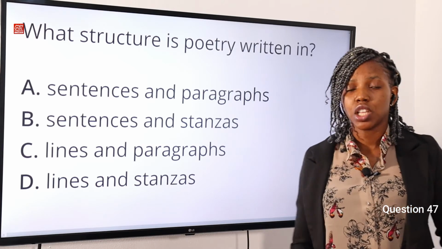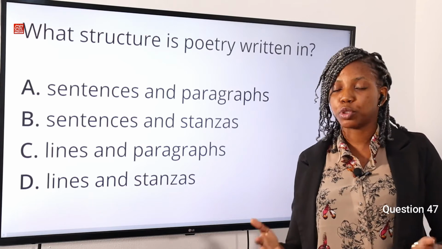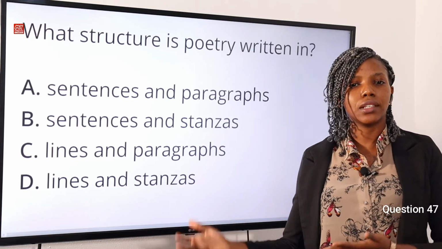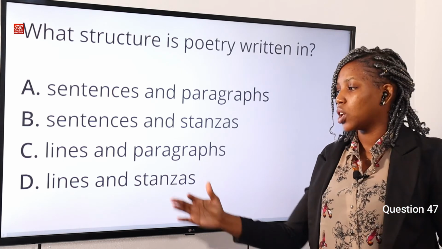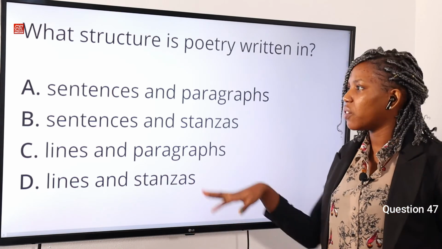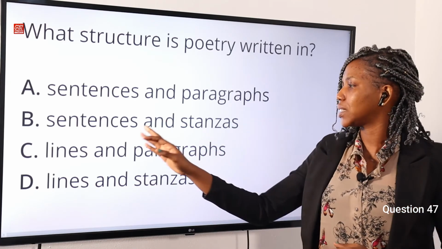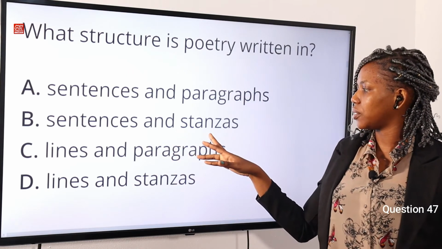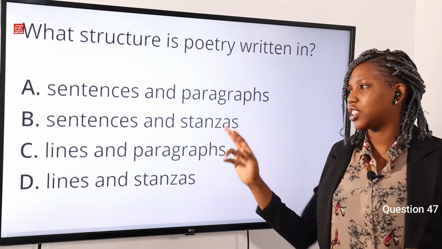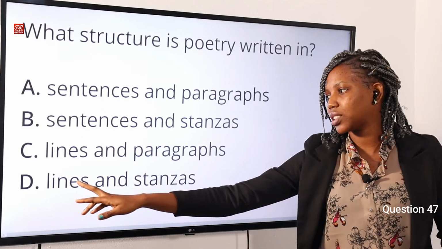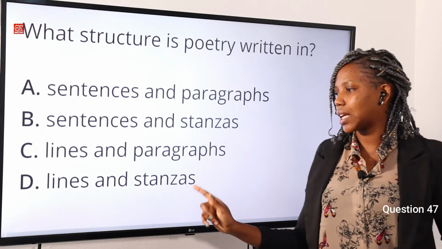The structure of poetry is written in lines and stanzas. I'm sure you're very familiar with line 1, line 2, line 3, and that's how we number it to the end of the poem. However, sentences and paragraphs are peculiar to prose work. Poetry also has sentences, but they are referred to as lines. So the best answer to this question is option D, lines and stanzas.